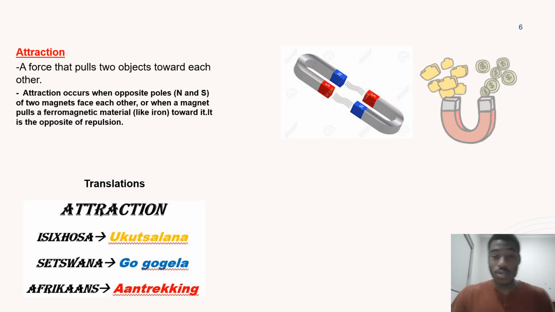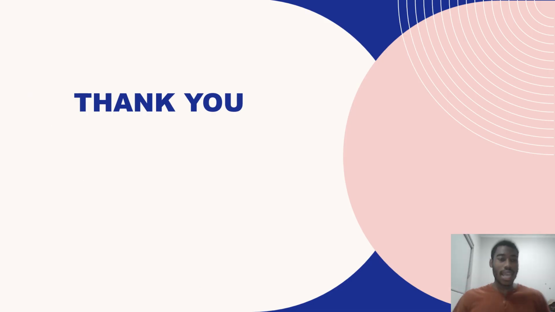Then you will see we have some of the examples there, like slide number 1, where we had some coins being attracted to the bar magnet. So that actually represents attraction. So that is the end of our lesson, and I hope that people have learned. You can see that I'm also not perfect from the translations, but we work around it.